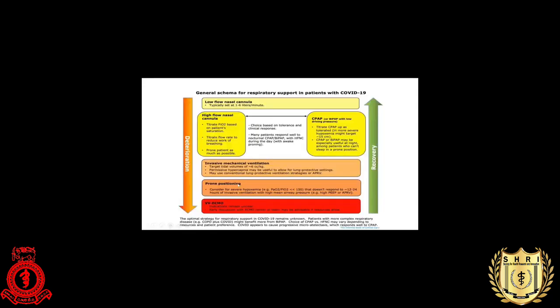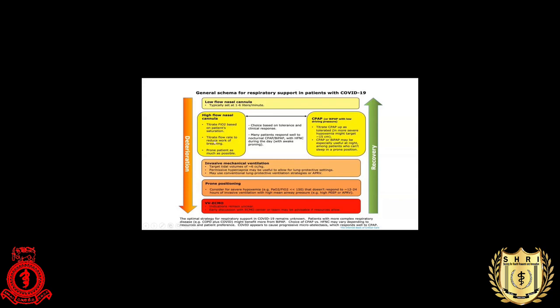This is my last slide, a summary of the overall management of COVID patients. We start with low flow nasal cannula, and then if the patient deteriorates, we have to escalate to high flow nasal cannula or CPAP mode. Now we know most recommend using high flow nasal cannula as initial management because there are a lot of advantages.